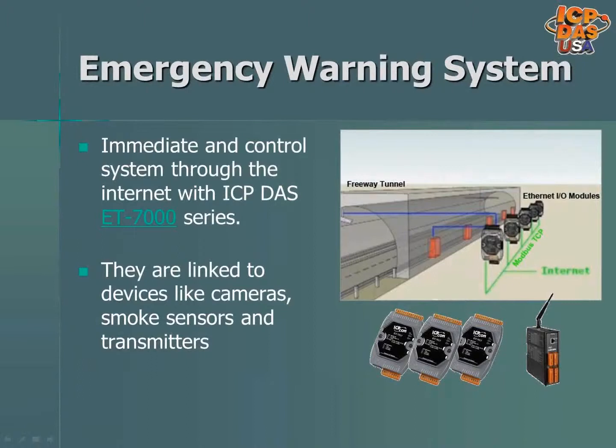Modbus TCP-based ET7000 series are being used in emergency warning systems. They are connected to devices like cameras, smoke sensors, and transmitters. They send signals over the Internet to remote devices like web-based LED displays, which display warnings to drivers about dangers in tunnels and can direct drivers to a better route to keep the roadways safe and clear.